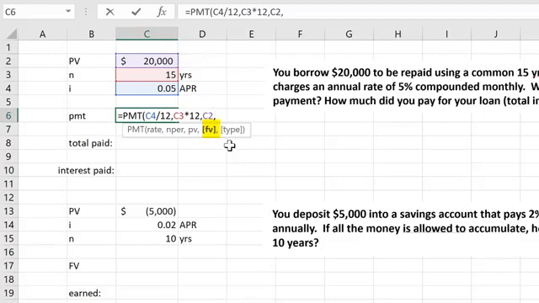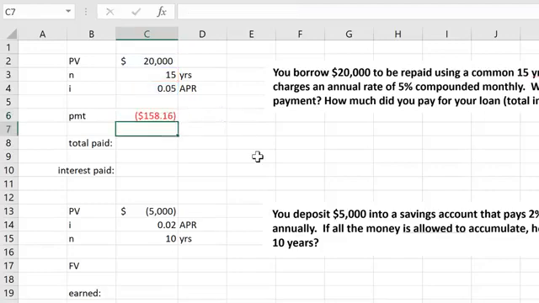The fourth argument here is the future value. After we've paid off this loan, we want that to have a value of 0, so you can either enter 0 or you can just leave it blank. And in all of the examples that I'm going to be doing, the type is going to be left off because the default is 0. We make the payments at the end of the month.